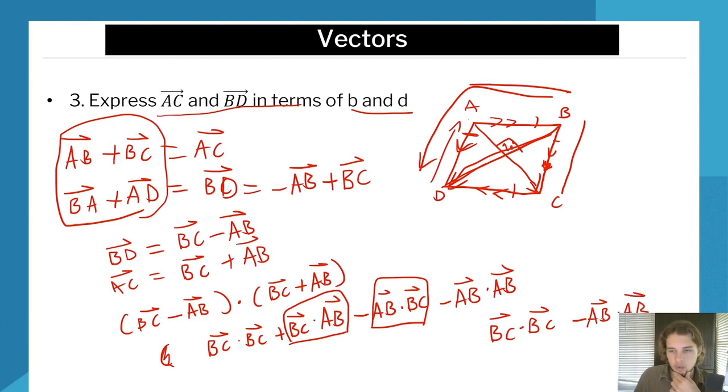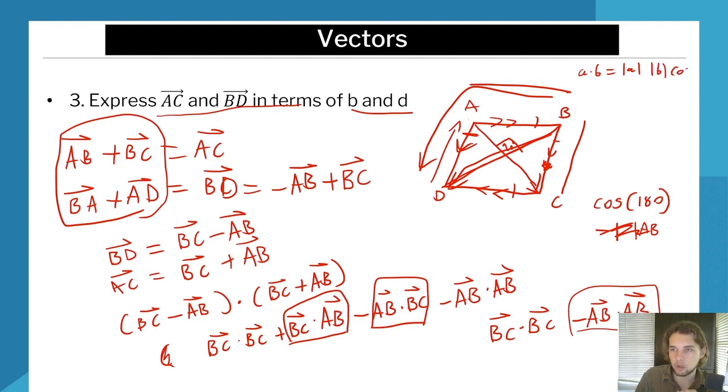Now, when we do the dot product, we know that we end up with a magnitude. The angle between A to B and B to A, since these are opposites, it's minus A to B and A to B. We know the angle between them will be cos 180, which is negative 1. We should probably write out the dot product. So A dot B equals |A||B| cos the angle.